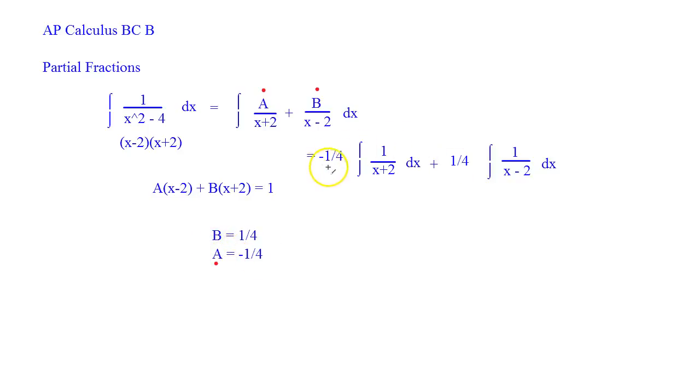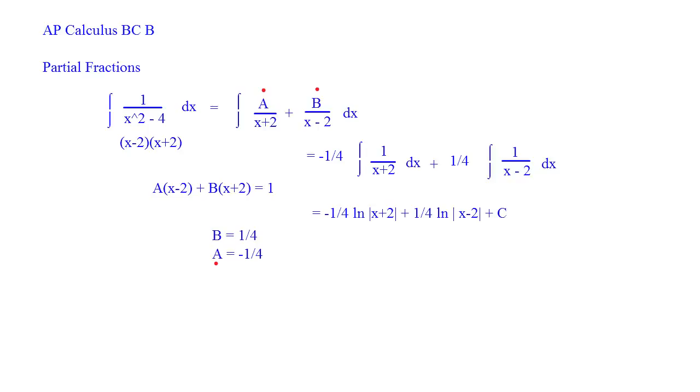So what I did was factor out the -1/4, so I'm left with this, and all I need to do is use natural logs because I'm integrating fractions. It should look like this. Ta-da! -1/4 times the natural log of the absolute value of x plus 2, plus 1/4 times the natural log of the absolute value of x minus 2, plus our arbitrary constant.